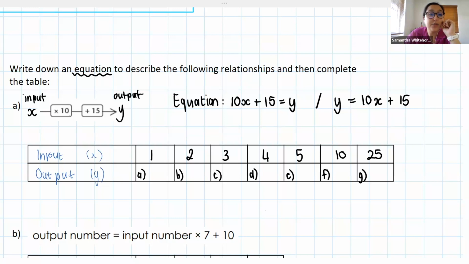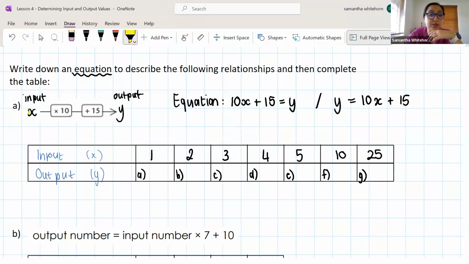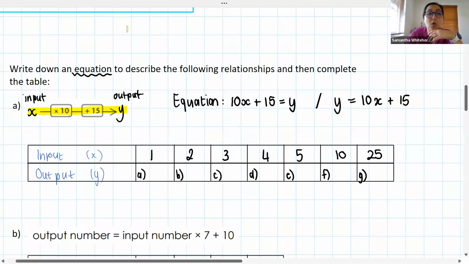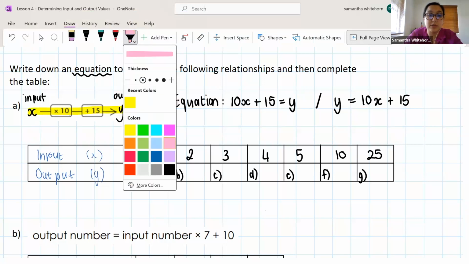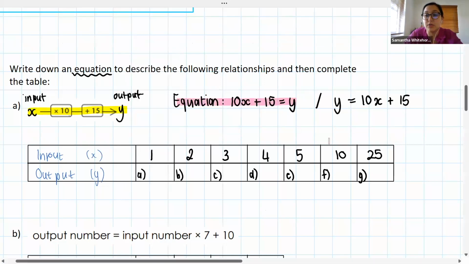Remember, you can either use the flow diagram that I've given you as the initial part of this question, so this flow diagram over here, or if you are more comfortable with substituting into an equation, which is absolutely fine, you can use the equation that we wrote down. Either one is completely up to you. Both of them will work.